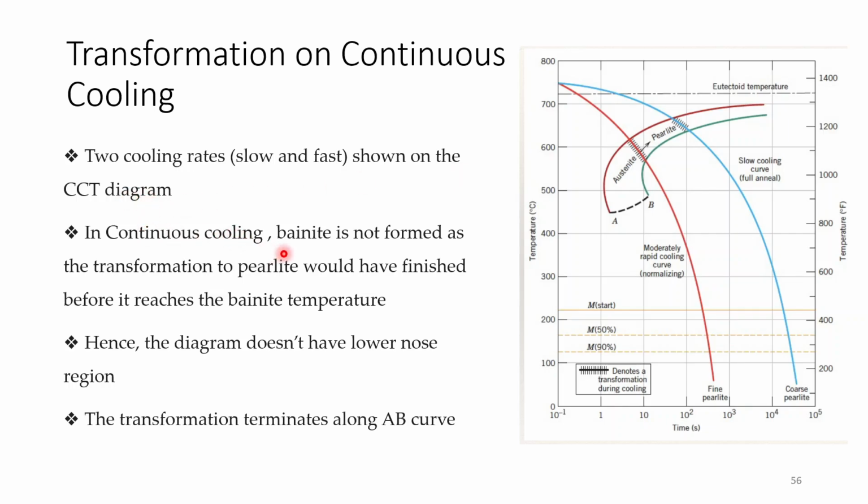In continuous cooling, bainite is not formed as the transformation to pearlite would have finished before it reaches the bainite temperature. Okay, so in this case bainite can't be formed because by cooling rate you can't bring it below this nose temperature. So all the transformation can only give pearlite in this case. The transformation terminates along the AB curve.